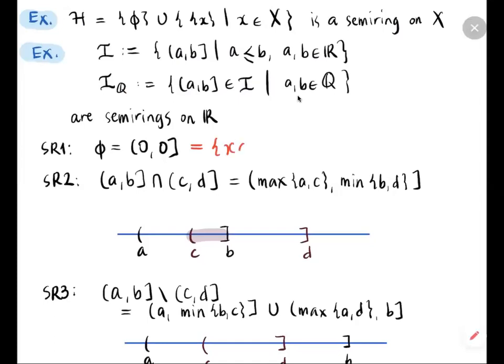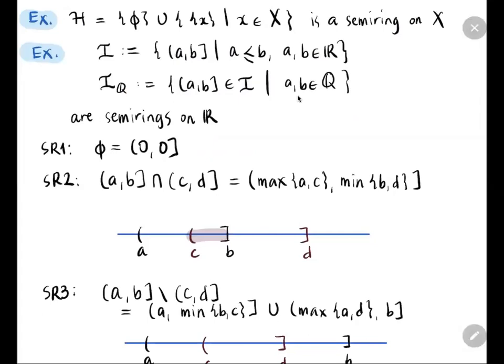Take note by definition that is the set of all real numbers x such that x is greater than 0 but less than or equal to 0. Of course, there is no such x that will satisfy this. Hence, this cell or this interval is the empty set. Okay, so that's the first part.